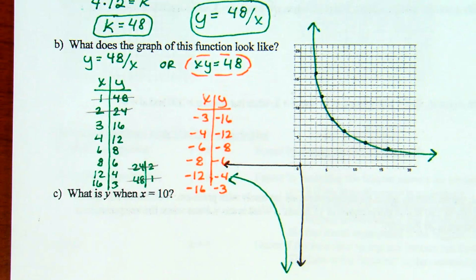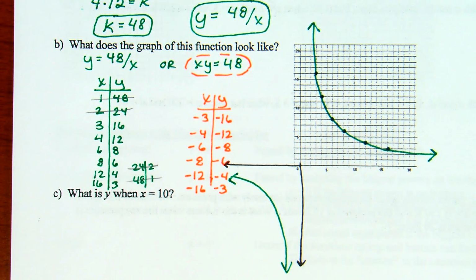Are we okay with that? All of these inverse variation graphs will always have this shape. Two curves in opposite, diagonal quadrants. So should be in quadrant 1 and 3, or maybe in 2 and 4. We'll look at that. But it's always this shape. It's called a hyperbola, reciprocal function.